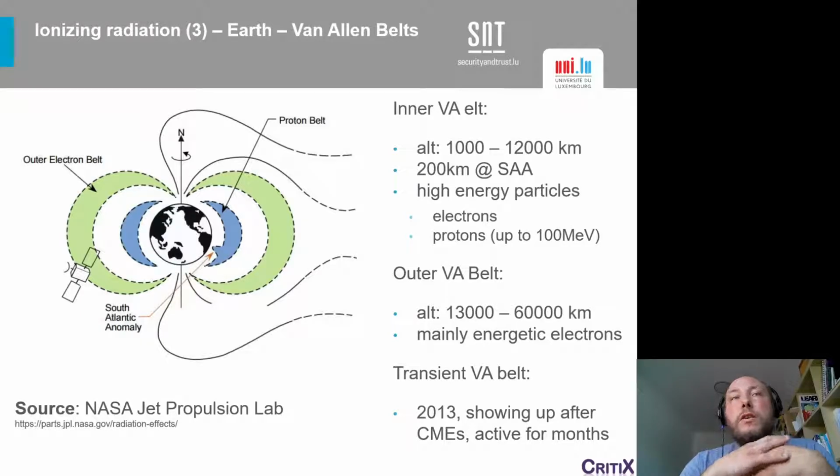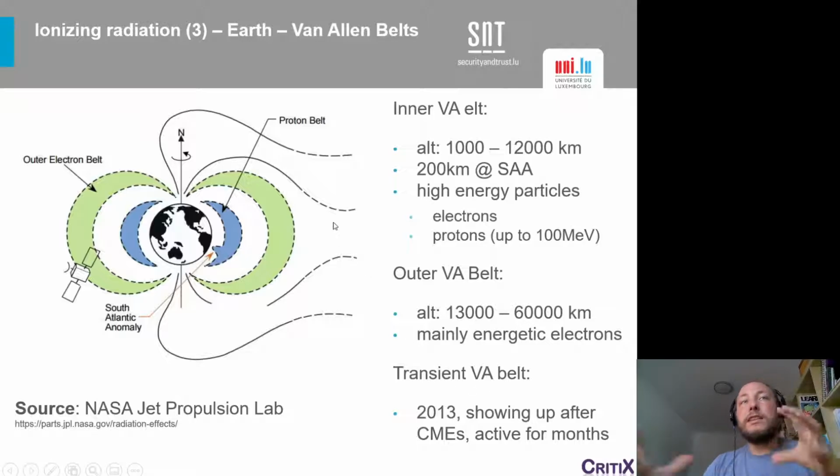As I mentioned, there are Van Allen belts, the regions of radiation which is trapped in Earth's magnetosphere. Basically, there are two Van Allen belts. One is spanning from 1,000 to 12,000 kilometers. It is the proton one. But over the so-called South Atlantic anomaly, it's just 200 kilometers. And it consists of high energy particles, electrons and protons. And there's an outer one consisting mainly of electrons, and it spans up to 60,000 kilometers, so twice the geostationary orbit, basically.